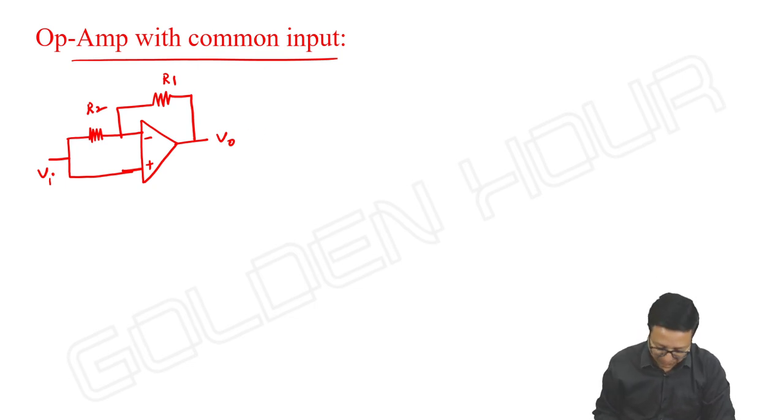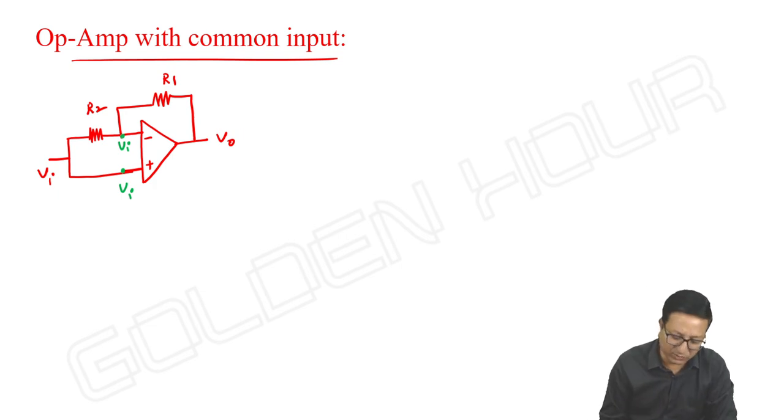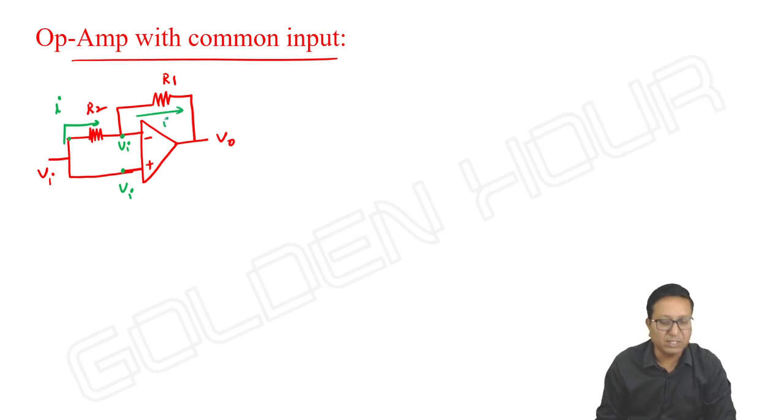So how do we find the output of this particular case? See this, this is Vi, meaning V plus, the voltage at the non-inverting terminal. Due to virtual short, the voltage at the inverting terminal is also Vi. The basic procedure is that we take the node equation here and find the output. Of course, this is a special case. What you can observe here is that whatever current is flowing through R2, the same current will be flowing through R1 as well, because no current enters into any of the input terminals, inverting or non-inverting.